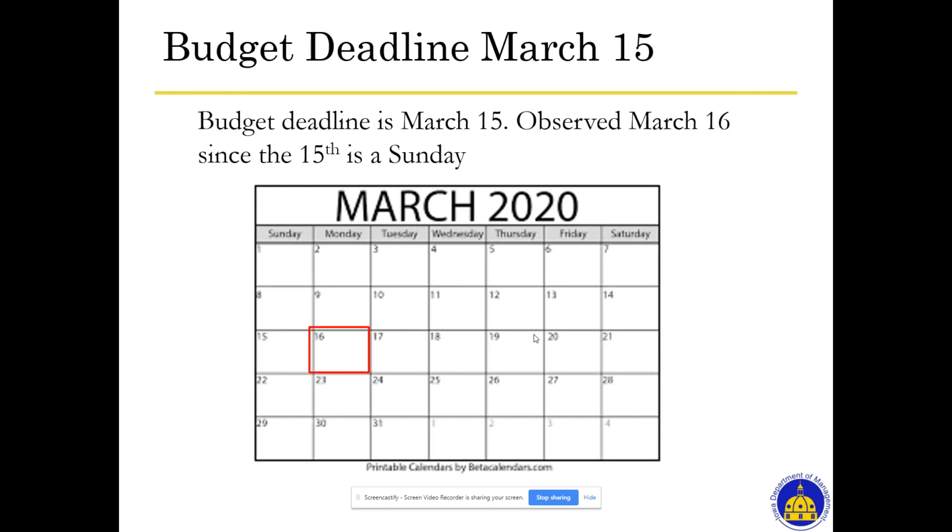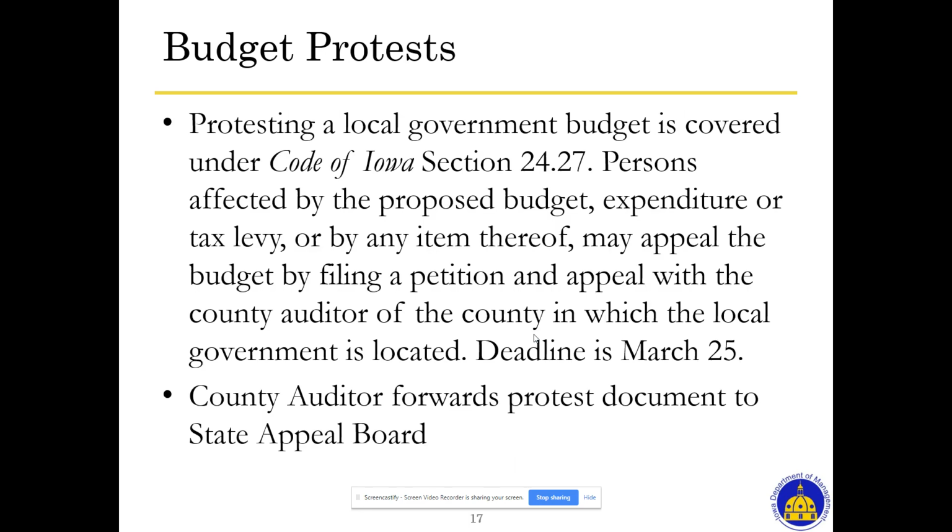As I mentioned, the budget deadline per statute is March 15th. In 2020, this would be observed on March 16th since the 15th is a Sunday. So after approval of your budget and local adoption, there is an opportunity for your citizens to protest your budget. Protesting a local government budget is covered under Code of Iowa Section 2427. Persons affected by the proposed budget, expenditure, or tax levy, or any item therein may appeal the budget.